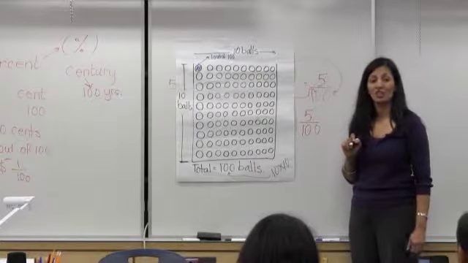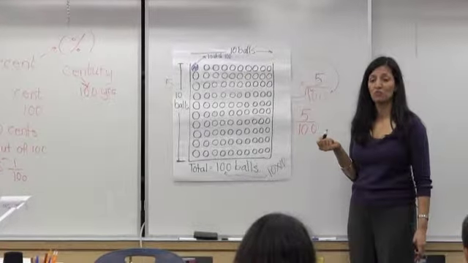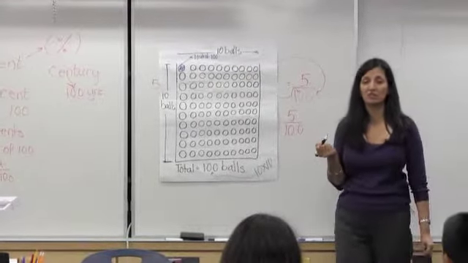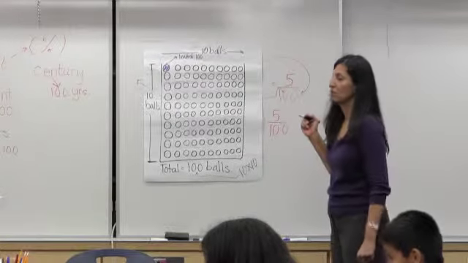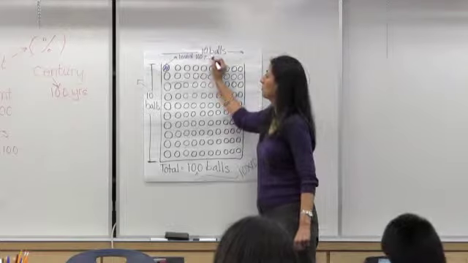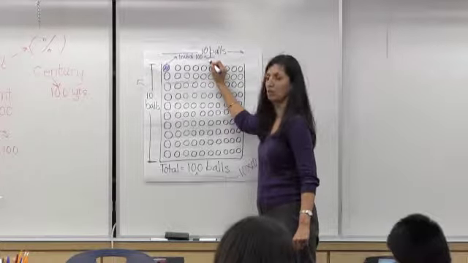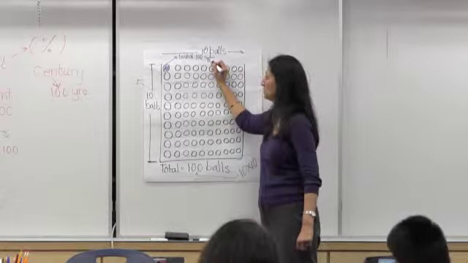Okay? Is there a way I can write this in the fraction form? How can I write this so that it looks like a fraction to me? Emmanuel? 1 out of 100. So I should probably write 1 over 100. Is that what you're asking me to do?